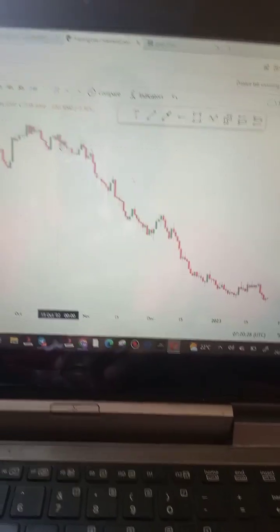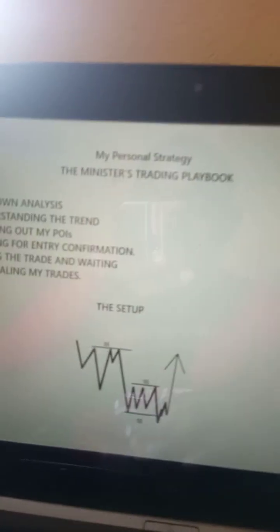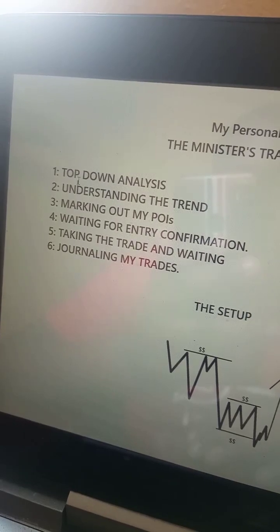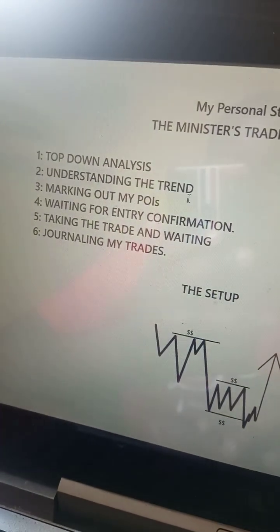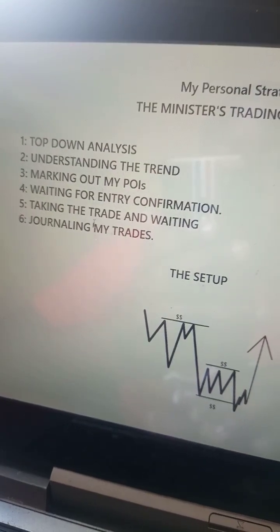Right, we are on Crash 500, and price is currently in a downtrend. If you've seen my rules for trading, the Minister's playbook, my personal trading playbook: the first thing is top-down analysis, understanding the trend, marking out my POI, waiting for entry confirmation, then taking the trade and waiting. Then the last is withdrawing of the trade.